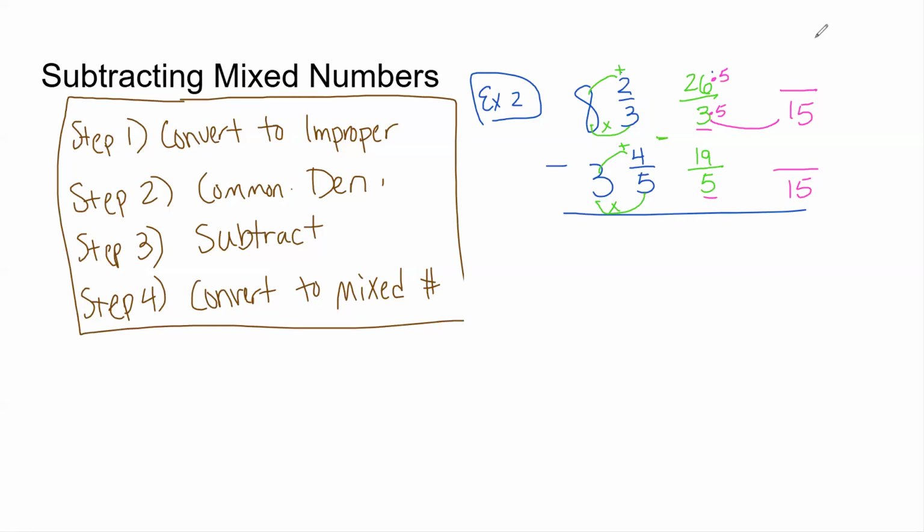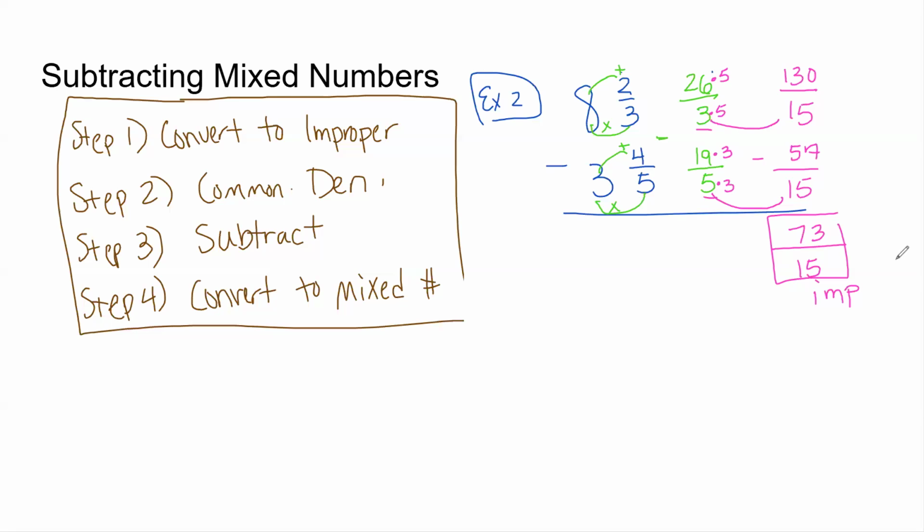Of course, use your calculator if you're allowed, if you want to. 26 times 5 is 130. And then on the bottom, 5 times what is 15? That's 3. Do 19 times 3, and that's 57. And now we can subtract. We have a common denominator of 15, and you're going to do 130 minus 57, and that's 73. There is your improper answer that does not reduce.